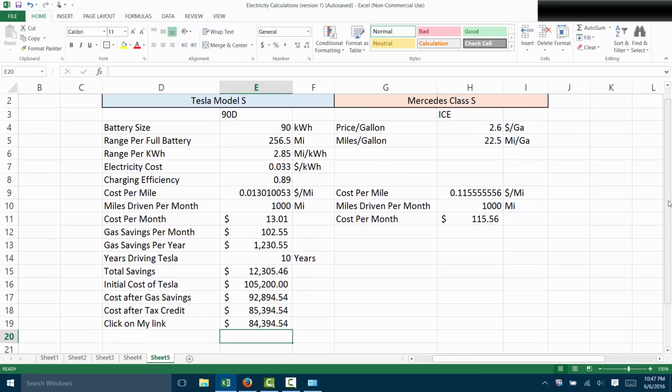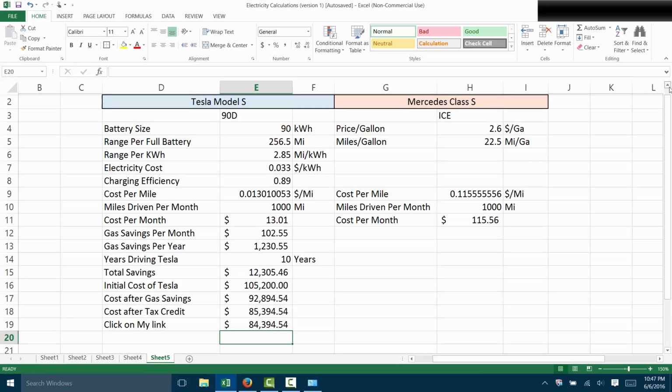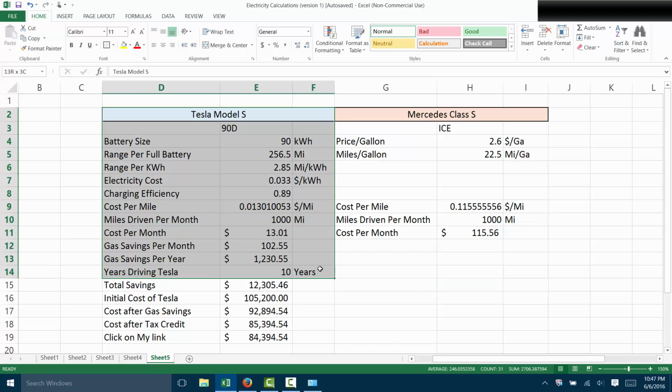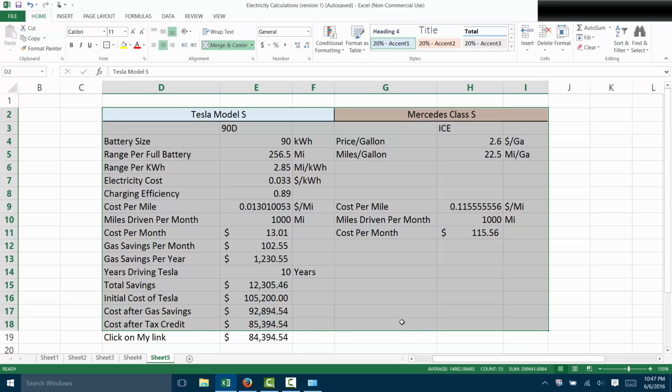And of course, this only includes the cost of savings for gas. So we started, what are the significant things here? Let's take a look. A little bit of editing.